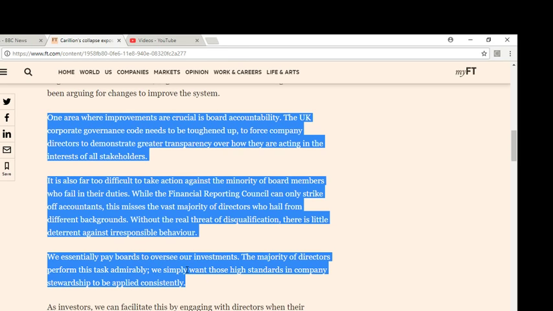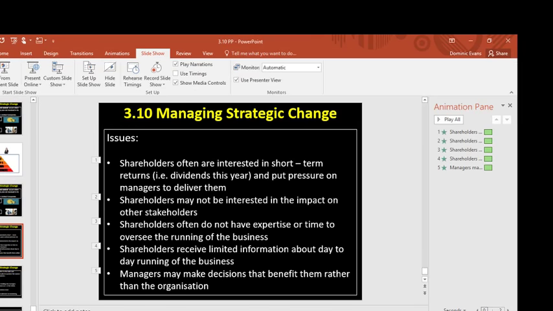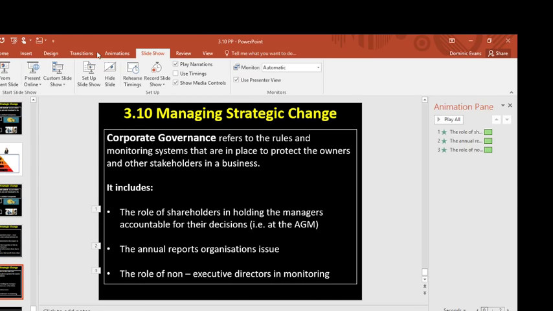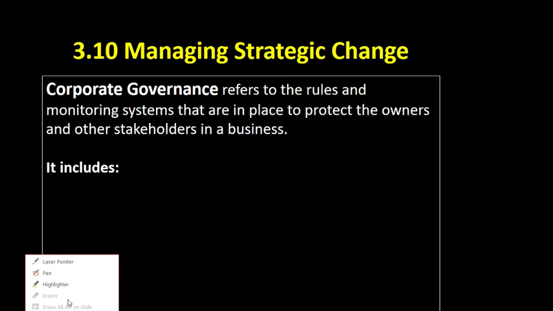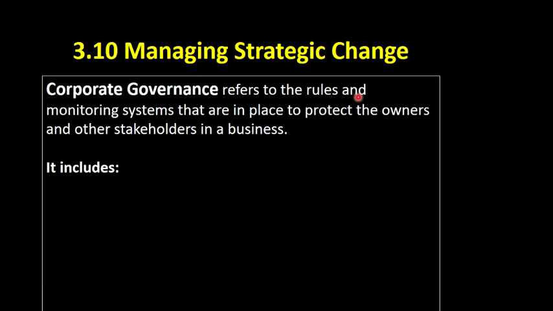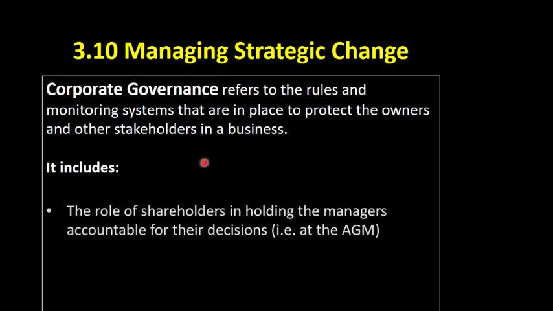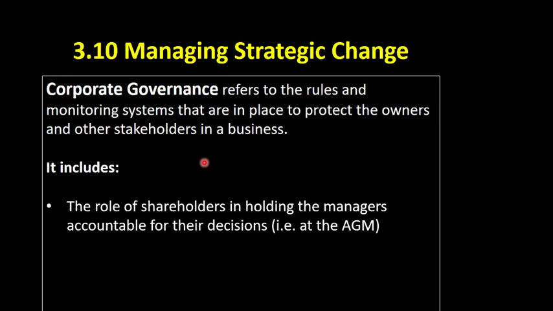So what the guy here is saying is that there wasn't enough oversight from the board of directors into Carillion, and as a result, that was potentially one of the reasons why it shut down. And that taps into this idea of corporate governance. So it refers to the rules and monitoring systems that are in place to protect the owners and other stakeholders in a business. Corporate governance includes the role of shareholders in holding the managers accountable for their decisions.